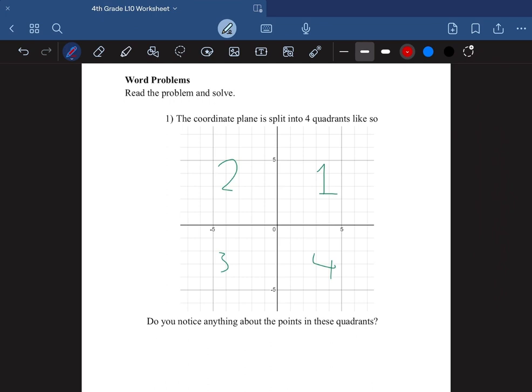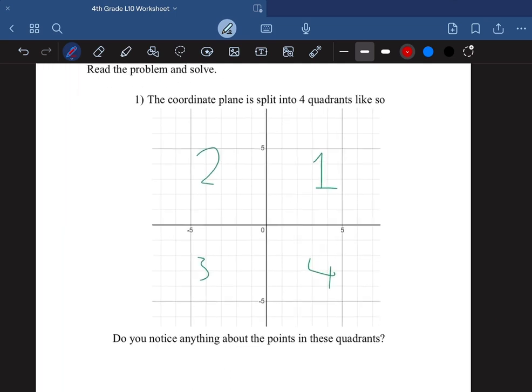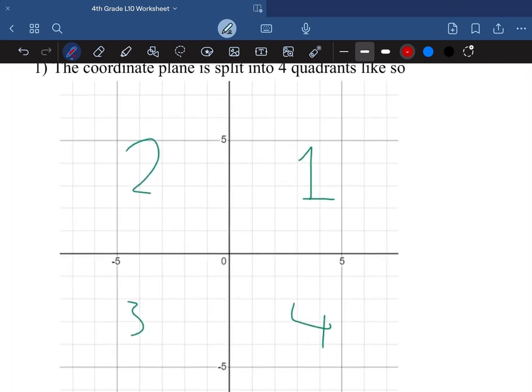Word problems. Read the problem and solve. Number 1, the coordinate plane is split into 4 quadrants like so. Do you notice anything about the points in these quadrants? So if you look at quadrant 1, the ordered pair would be positive, positive, meaning that the x value for the ordered pairs in the first quadrant would be positive, and the y value for the ordered pairs in the first quadrant would be positive as well.